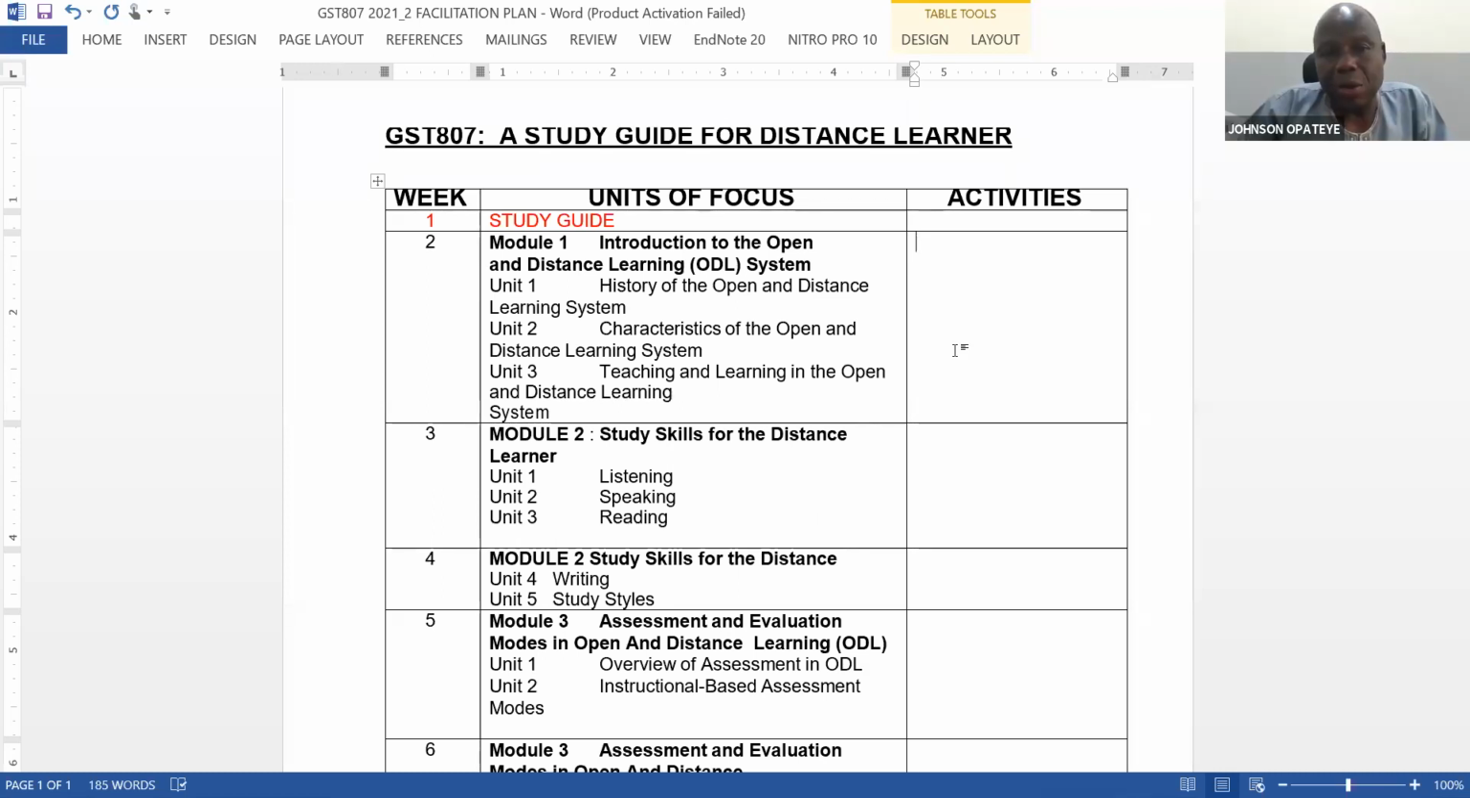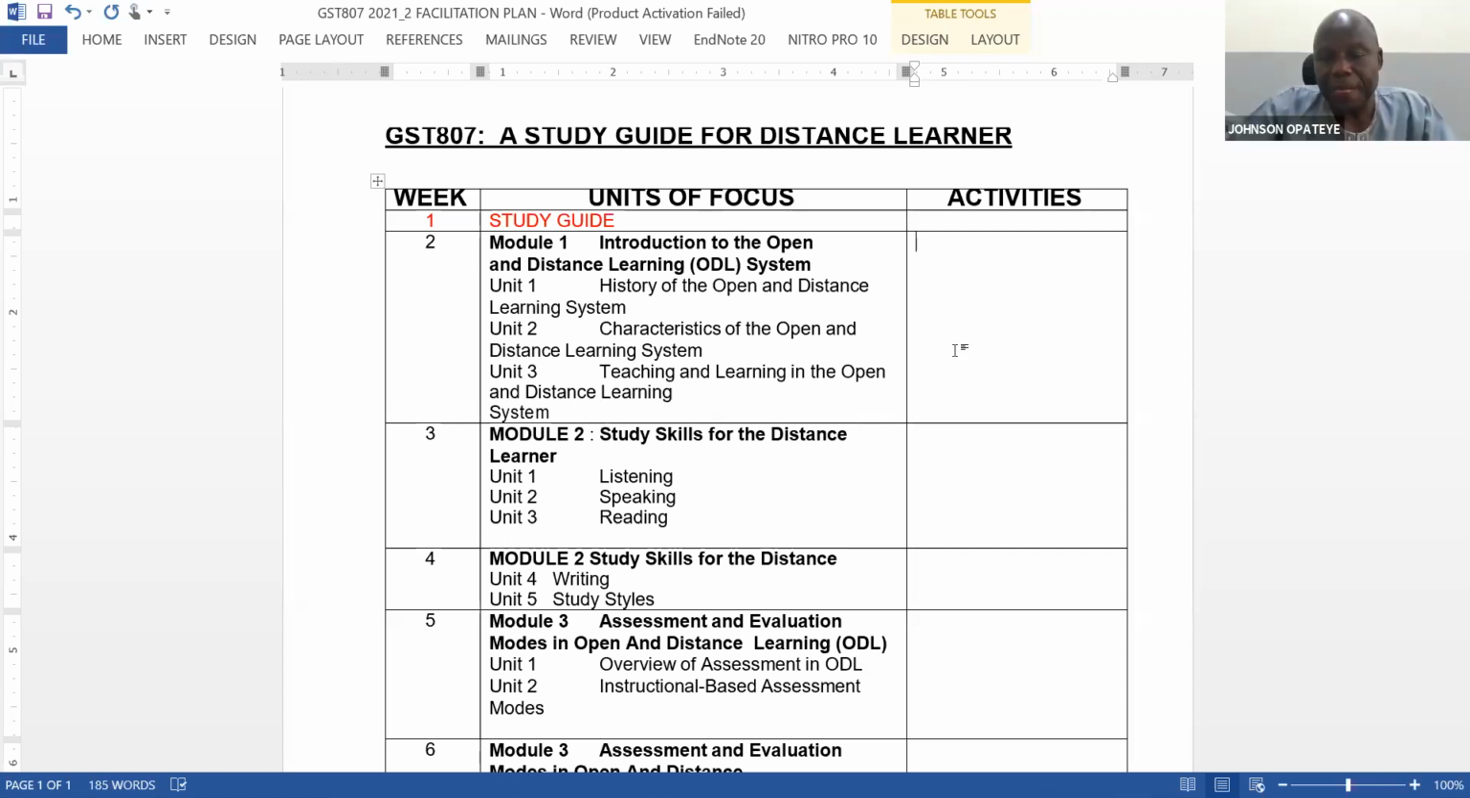So week 2, we are going to look at module 1. That is next week, Friday. And module 1 is introduction to open and distance learning system. So unit 1, history of open and distance learning system. Unit 2, characteristics of the open and distance learning system. Unit 3, teaching and learning in the open and distance learning system. So next week, that is where we are going to focus our attention. So that is telling you that you go and read module 1 before next week.